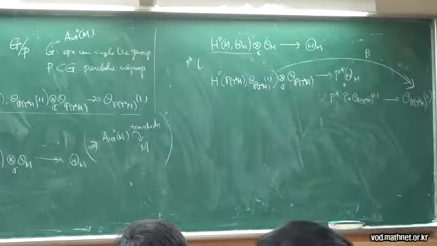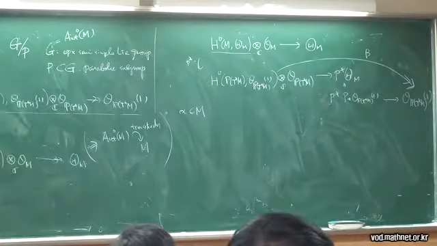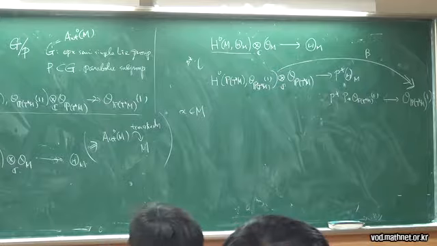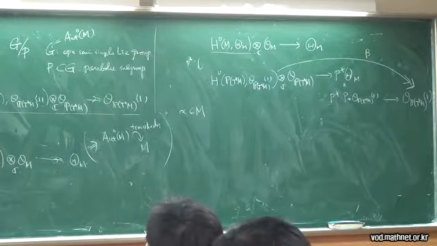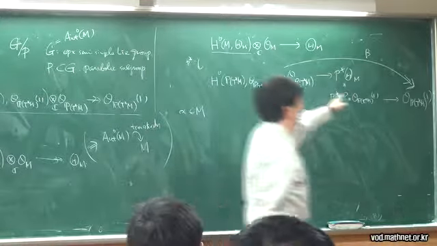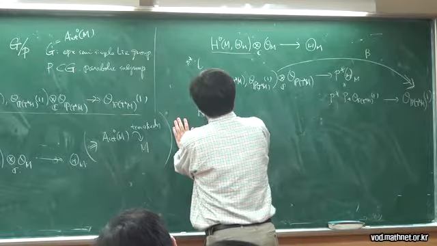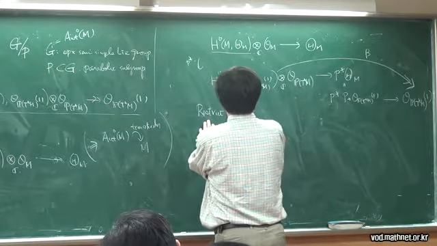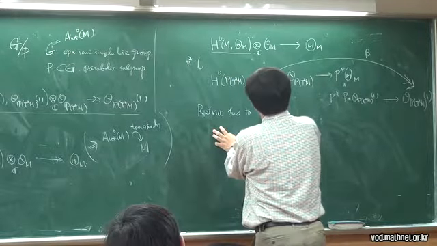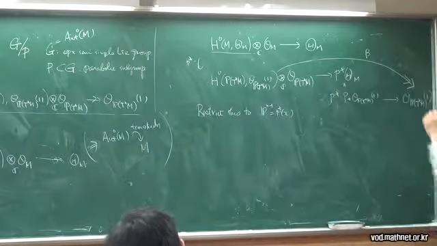And now take some point x from M, and take its fiber P inverse x. This is just a P n minus 1. Restrict this homomorphism to P n minus 1, which is just the fiber over x. Then what happens?